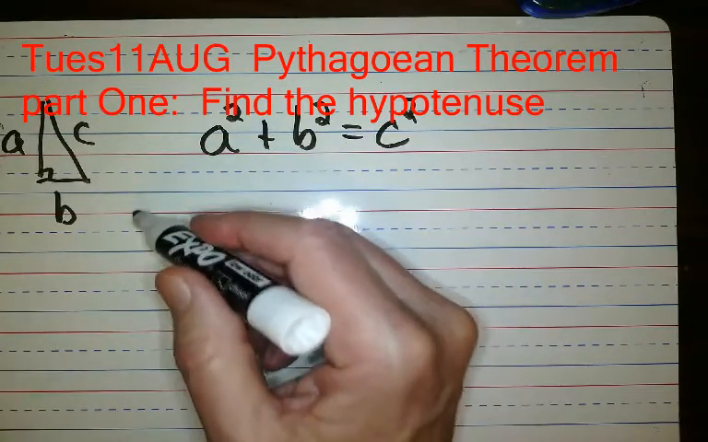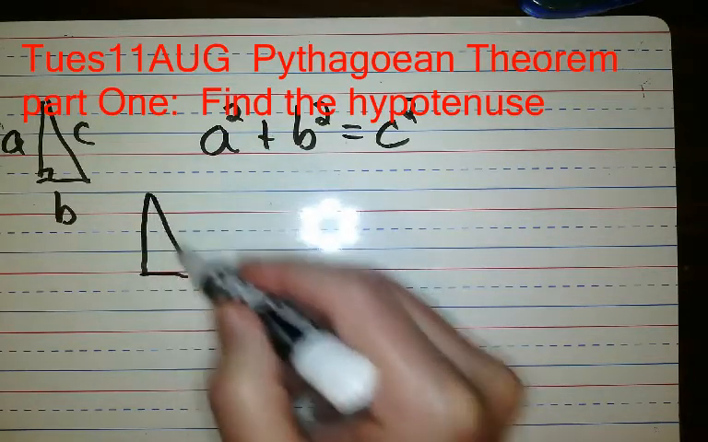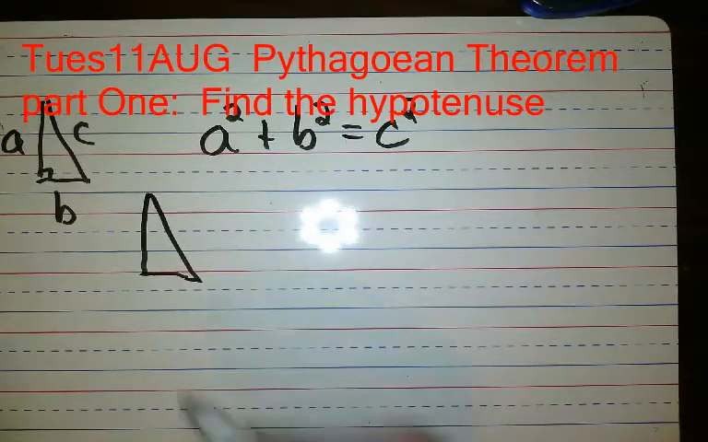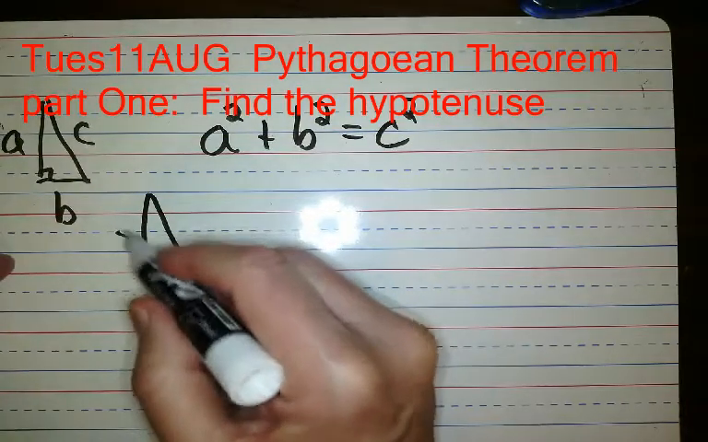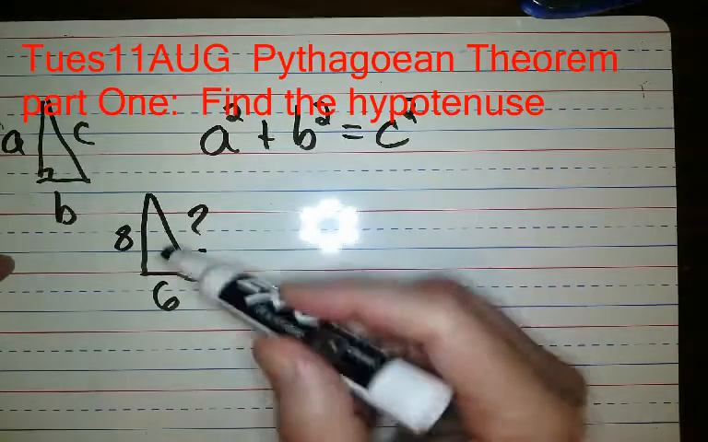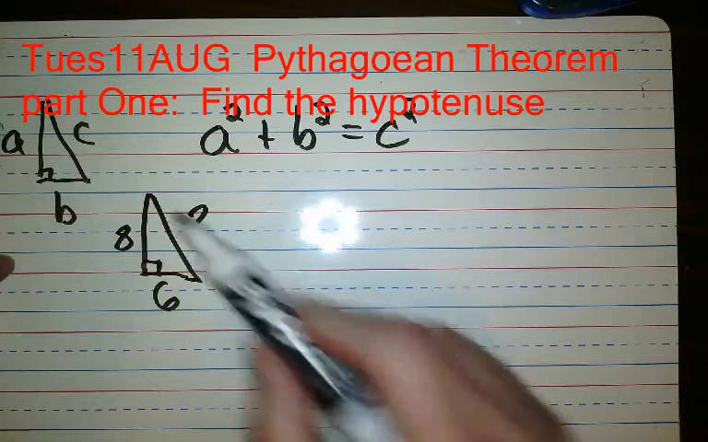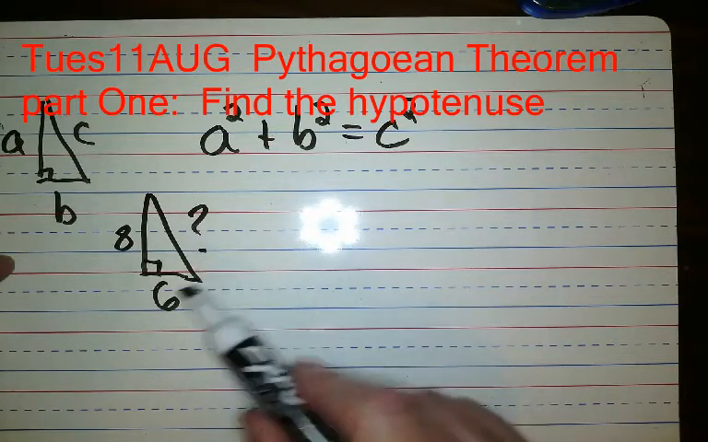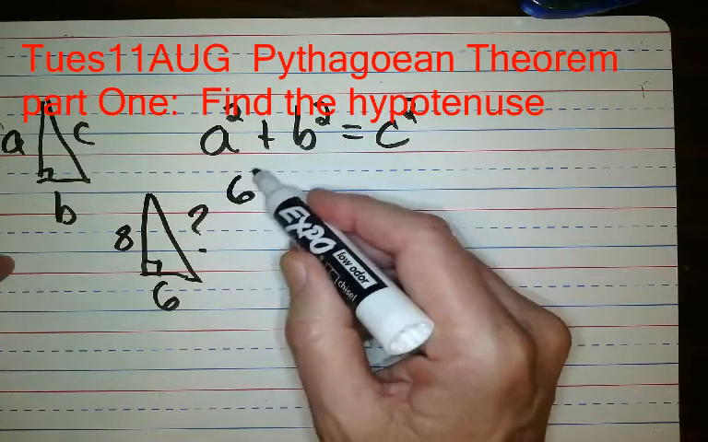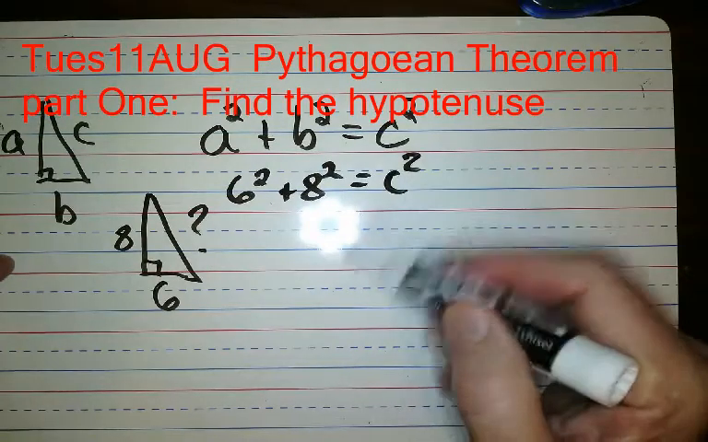And the first one is going to be one that is 6, 8, and I don't know. So the longest side, the side away from the right angle, this is the hypotenuse. This side is always the hypotenuse, the longest side. It has to be away from the right angle. So I'm going to have 6 squared plus 8 squared equals c squared.